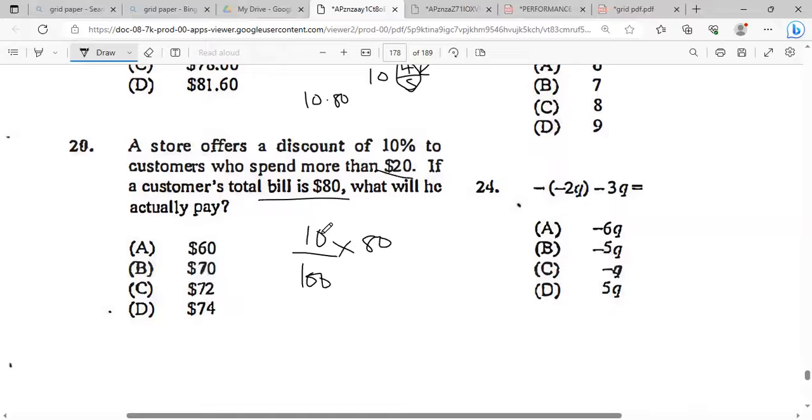Percent means out of 100, right? So that's $8. So it's a discount of $8. Remember, notice it's a discount, so he's going to pay less. So it's going to be $80 minus the $8, which works out to $72.